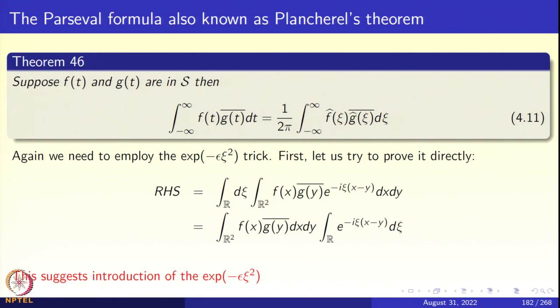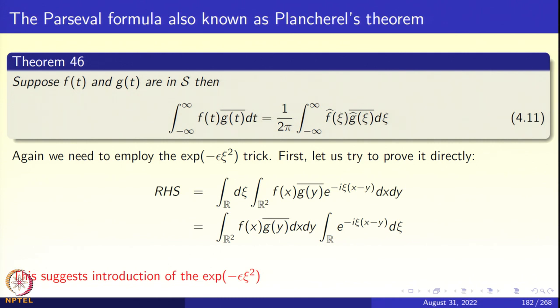Again, we need to employ the e to the power minus epsilon chi square trick. So let us try first why this has to be done. Let us try the naive approach. So take the right hand side of 4.11 and let us put in the definition of the Fourier transform. F hat of chi is the integral over the real line of f of x e to the power minus i chi x dx. G hat of chi is the integral over the real line of g(y) e to the power minus i chi y dy, but since I'm taking the complex conjugation, it will become e to the power plus i chi y dy.